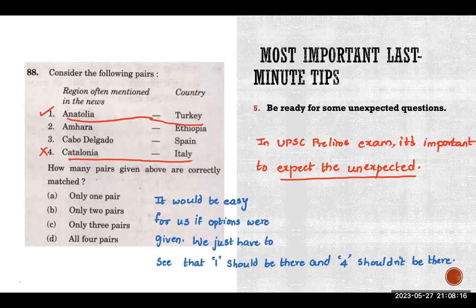Okay, next one. Being ready for some unexpected questions. See, in the UPSC Prelims exam, it is important to expect the unexpected. In previous year's exam, in 2022, many students encountered a unique set of questions. I think there were a total of 6 such questions, one of which is given on the side. Most of them were caught off guard.